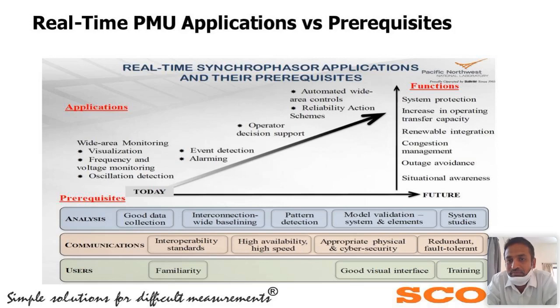Mr. Megharaja HR asks: if a line gets tripped, will the PMU send a signal to the generation plant for increasing the power?